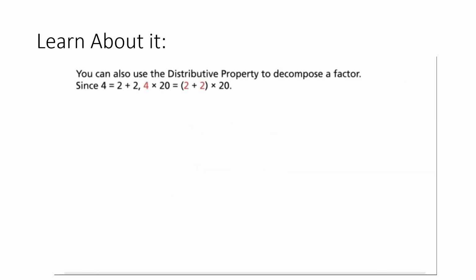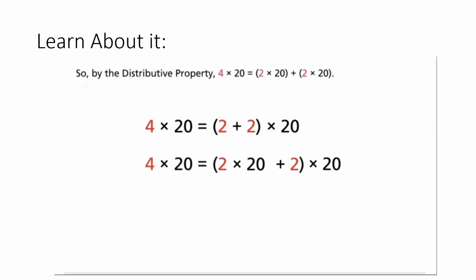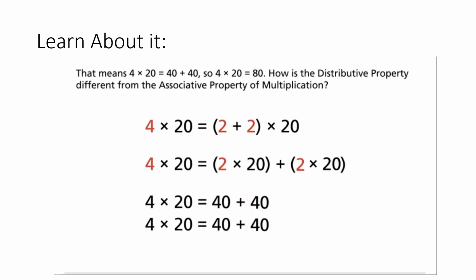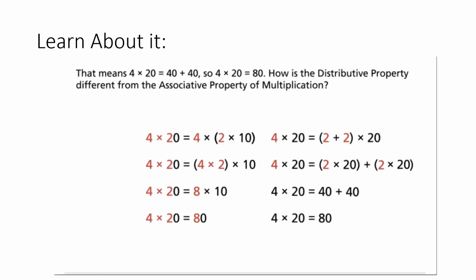You can also use the distributive property to decompose a factor. Since 4 equals 2 plus 2, 4 times 20 equals the quantity 2 plus 2 times 20. So, by the distributive property, 4 times 20 equals 2 times 20 plus 2 times 20. That means 4 times 20 equals 40 plus 40. So 4 times 20 equals 80. How is the distributive property different from the associative property of multiplication? Both of these properties are really important to understand conceptually how we have different strategies to multiply. Think about them as you continue.